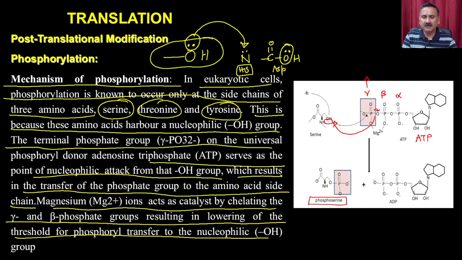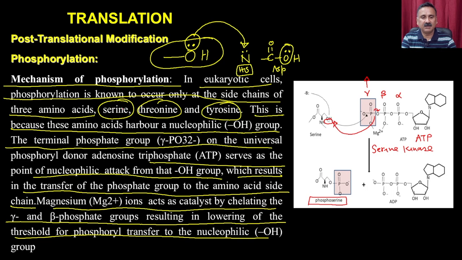Now, a similar kind of thing can happen even with the threonine or histidine and aspartate. So, the enzyme's name would be different. In this case, it is going to be called serine kinase. If it is aspartate, then it is going to be called aspartate kinase. If it is histidine, then it is going to be called histidine kinase, and so on. And as I said, histidine kinase and aspartate kinase are more prevalent in the prokaryotic system, but in the eukaryotic system you only have serine, threonine and tyrosine.